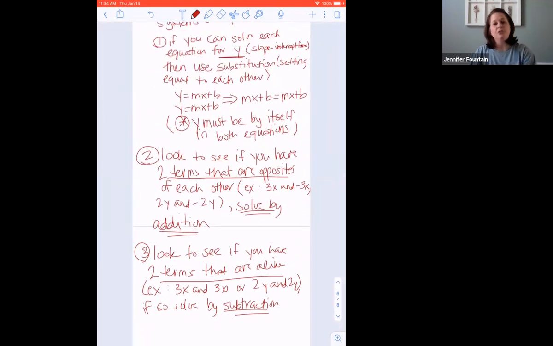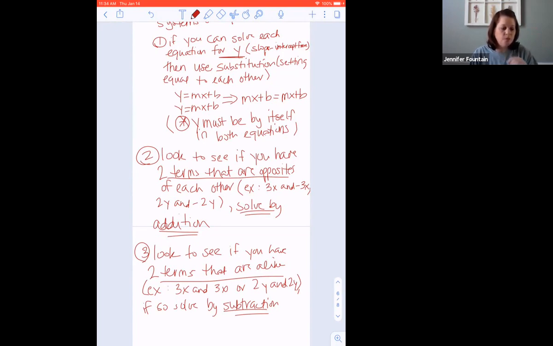So basically what we've just said is if I can solve each of them for y, I'm going to set them equal to each other. I'm going to use the substitution method. If I have two terms that are opposites, I'm going to solve by addition. If I have two terms that are exactly the same, I'm going to solve by subtraction. Okay, so far that is where we've gotten.